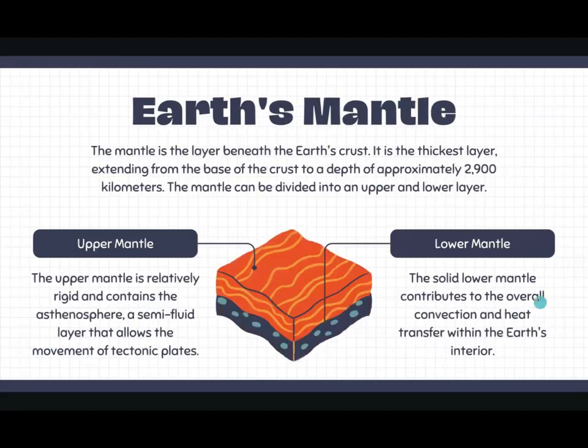Next, we have the Earth's mantle. The Earth's mantle is beneath the Earth's crust, so it's the second part of the Earth. If you think about it as one big circle, and as we go deeper and deeper there are different levels, this would be the second level, starting from the outside. It's the layer beneath the crust, as I said, and it's the thickest layer. There are two different parts of it: the upper mantle and the lower mantle. And the upper mantle is pretty rigid.